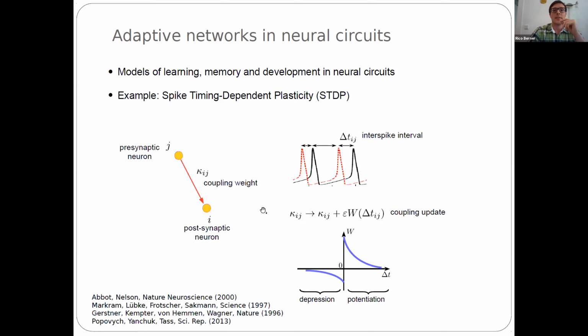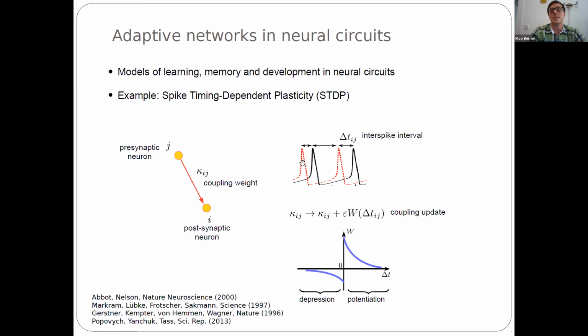In this mechanism, let's consider two neurons: neuron I, a postsynaptic neuron, and neuron J, a presynaptic neuron, and then we consider the synapse between them. This synapse has a certain coupling strength, which scales the transmission from neuron J to neuron I. And then you consider, let's say, regularly spiking neurons. So have a look at this time series. You have time on the x-axis, and the membrane potential of a neuron on the y-axis.